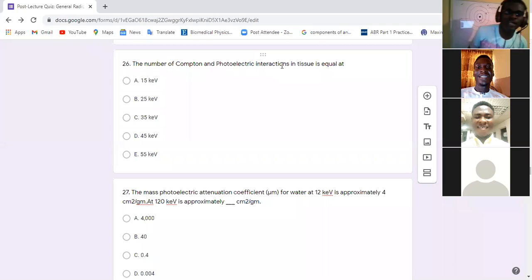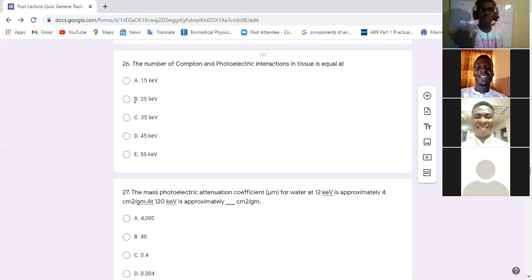Well, for this question, 25, 35, 45, 55 can be applicable. But for soft tissue, they have equal values at around 25 keV. But if you are looking at very bony tissue, you might be looking at 55 or so on and so forth. But for something like water, which approximates the density of a soft tissue, the Compton and photoelectric contributions are the same thing at 25.